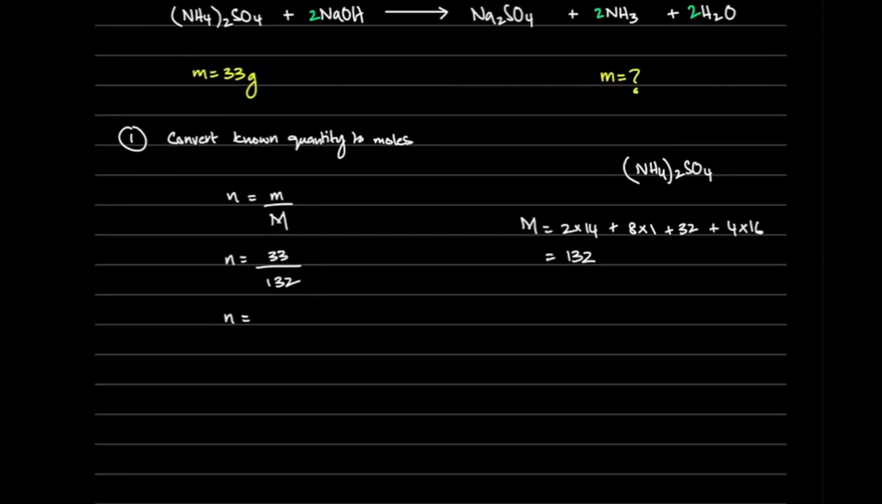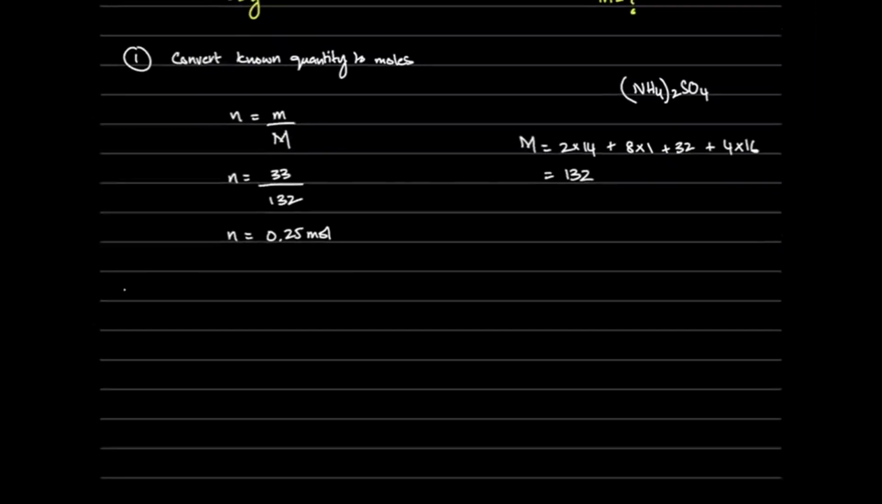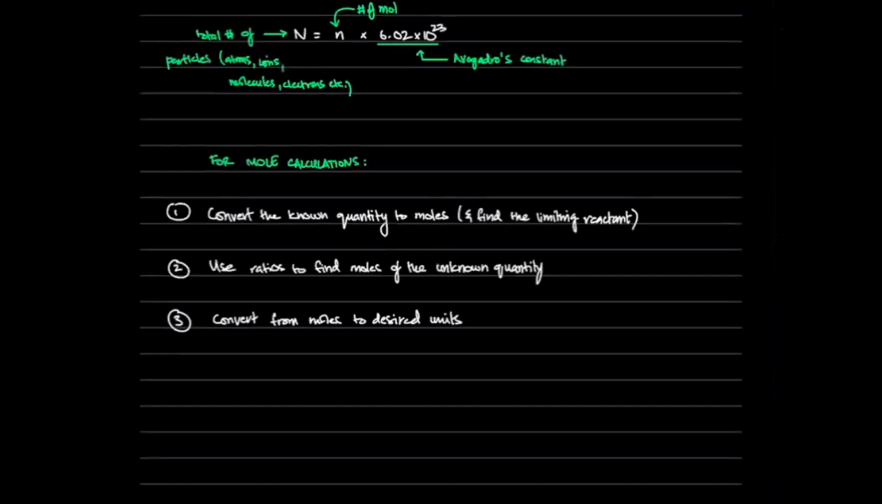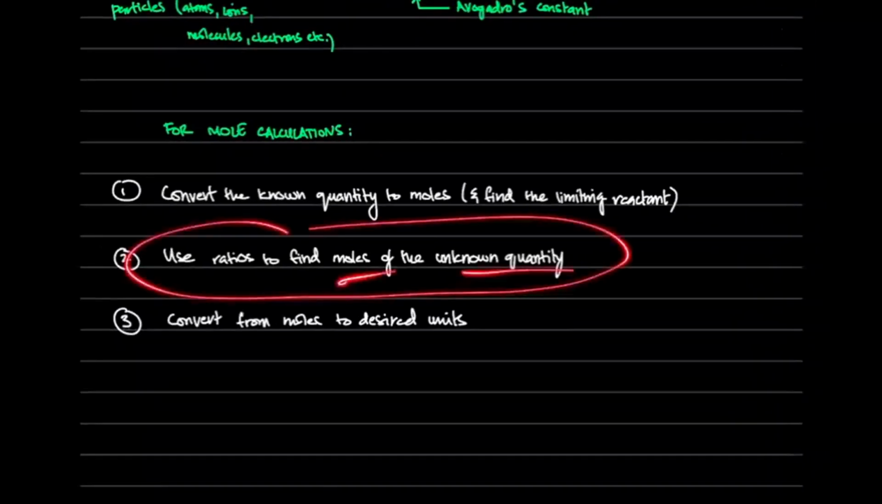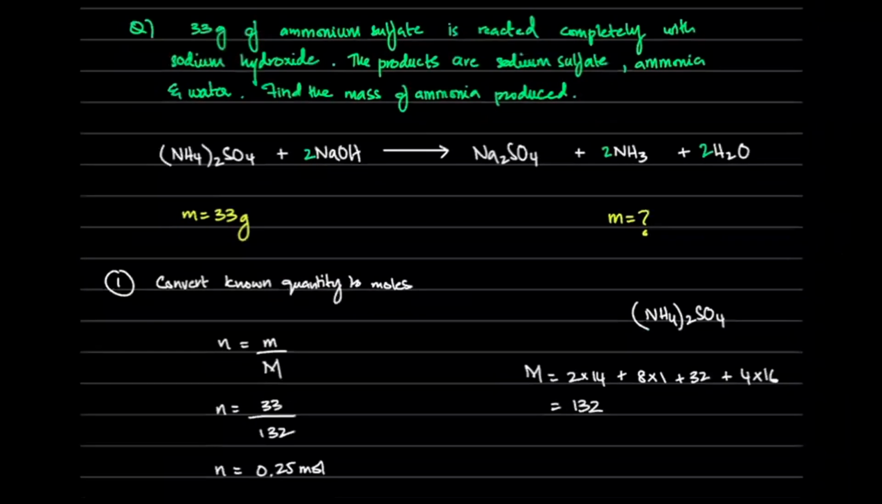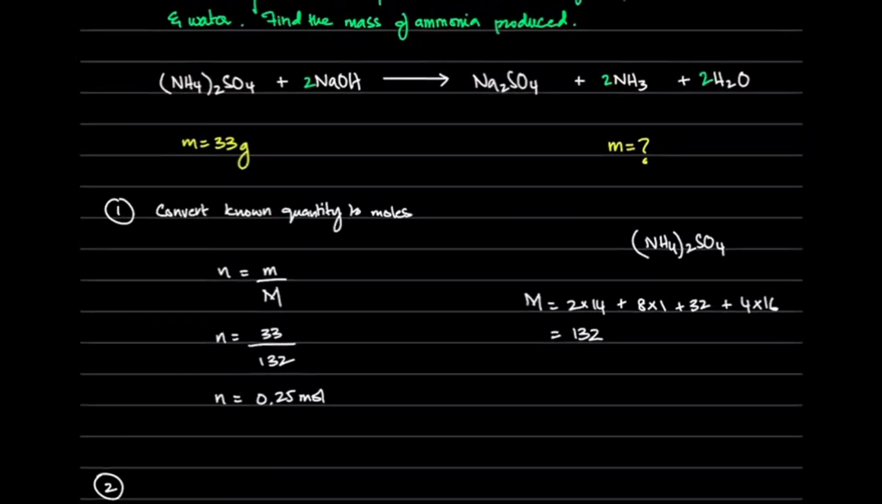Now what's the second step? The second step is, I'll go back, the 3-step procedure. What's the second step? Use ratios to find the moles of the unknown quantity. Okay. Now this is an important idea, guys. A chemical equation tells you the molar ratio. What do I mean by molar ratio? Chemical equation बताता है यार, अगर आपके पास एक अमोनियम सल्फेट है तो अमोनिया कितने बनेंगे? If you have 1 ammonium sulfate, तो अमोनिया कितने बनेंगे?